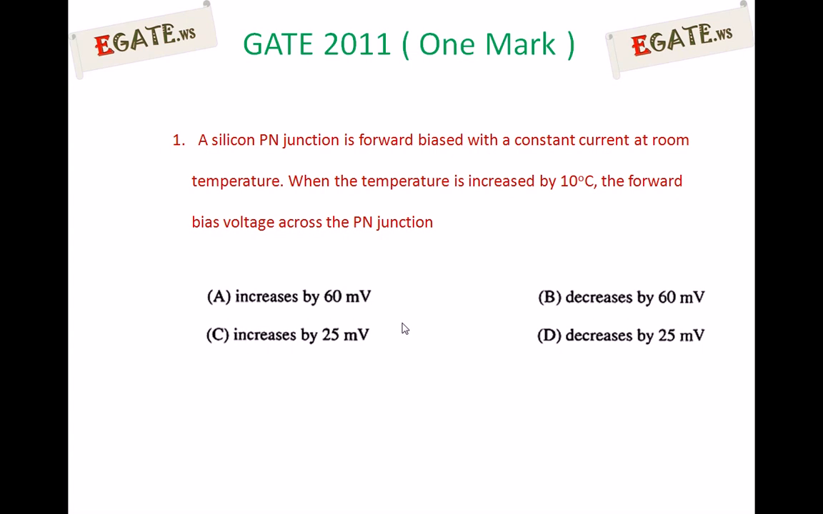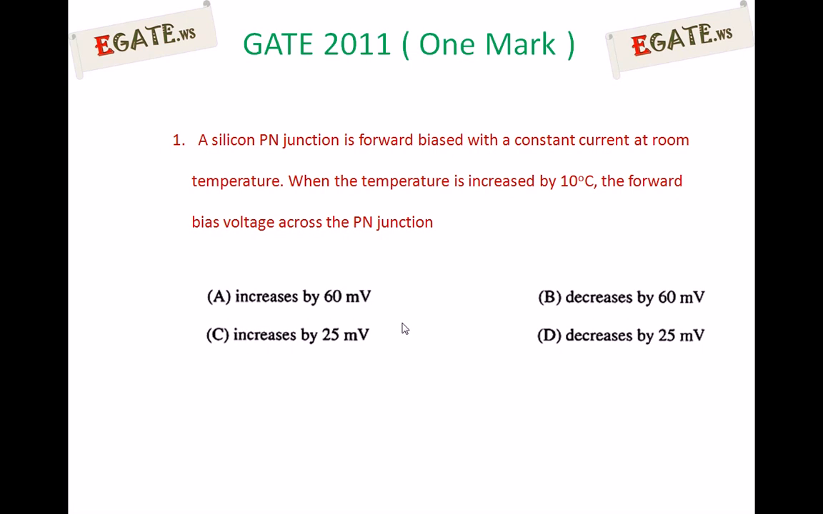A silicon PN junction is forward biased with a constant current at room temperature. When the temperature is increased by 10 degrees centigrade, the forward bias voltage across the PN junction: A, increases by 60 millivolts; B, decreases by 60 millivolts; C, increases by 25 millivolts; D, decreases by 25 millivolts.